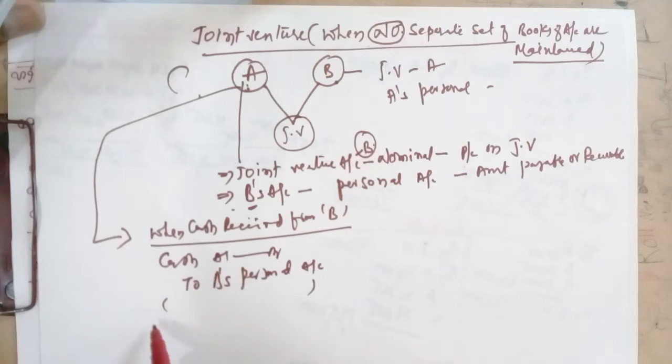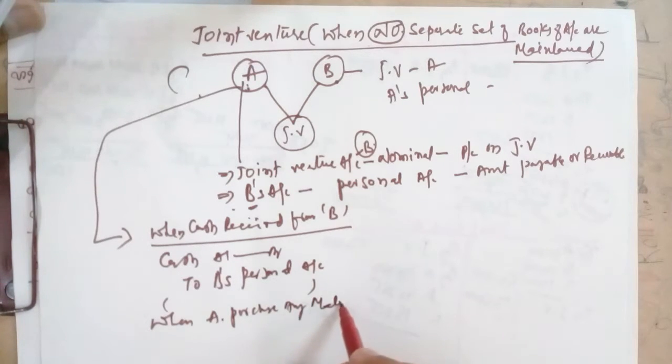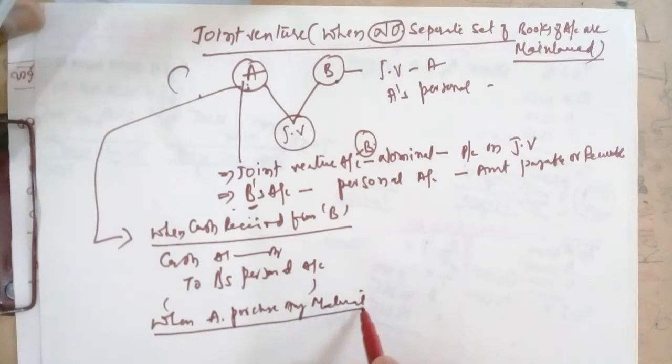Then when A purchases any material, when co-venturers, that is A is purchasing here, when A is purchasing any material, what will be the entry? That is, why is he purchasing material? To use in the joint venture, hence it is an expenditure for the joint venture. So the entry would be joint venture with B account debit or joint venture account debit to cash, right?